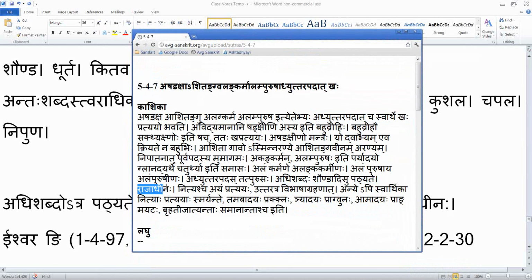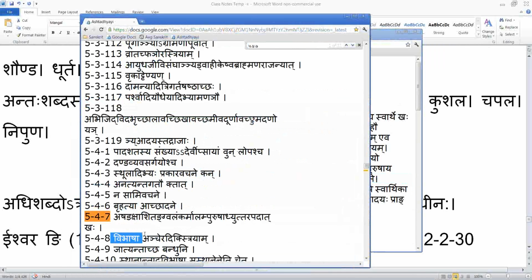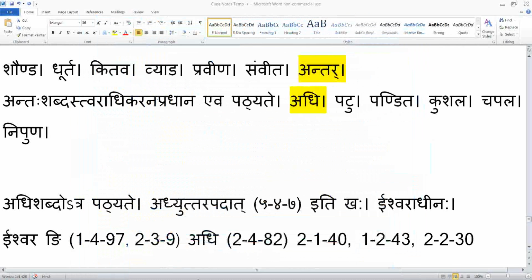Okay, so let's form it. This pratyaya is nityam. How do you know it's nityam? Because of the mention of vibhasha in the next sutra, Panini brings vibhasha. So that means here there is no vibhasha. So adyuttara padat kha pratyayo nityah. Nityam vidhiyate, so it is nitya. So now we have this: adishabdo atra pachyate, adyuttara padad iti khah.